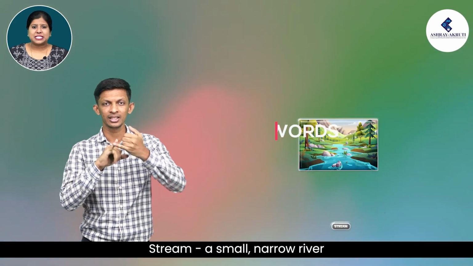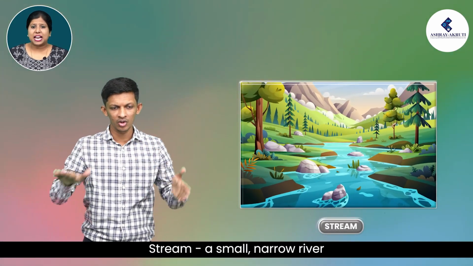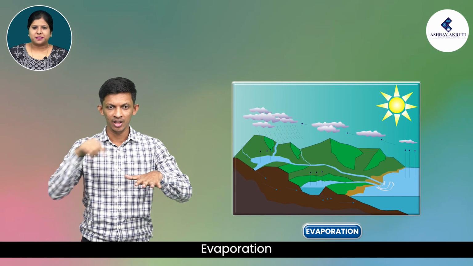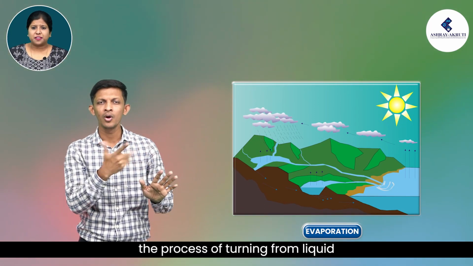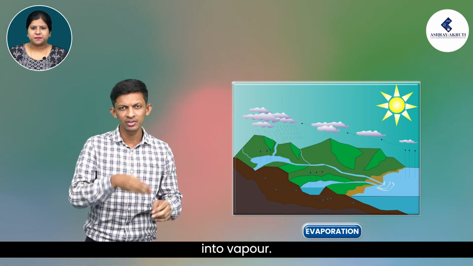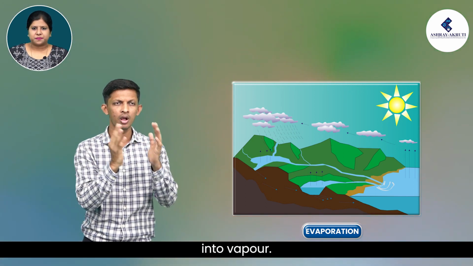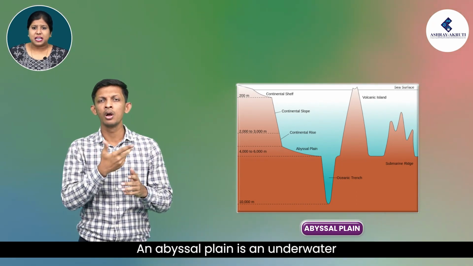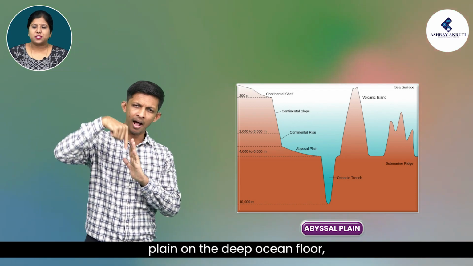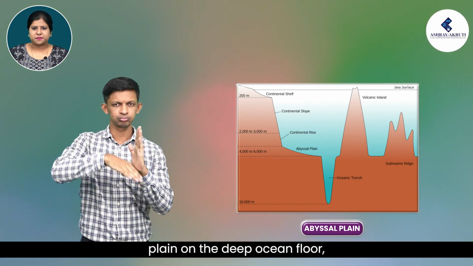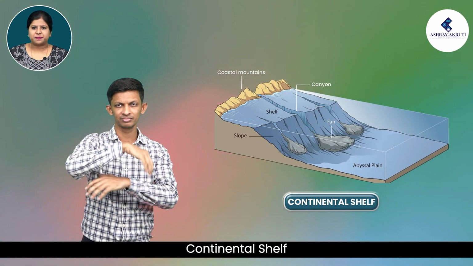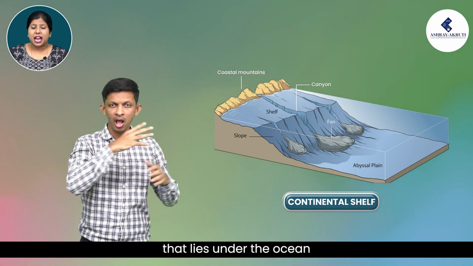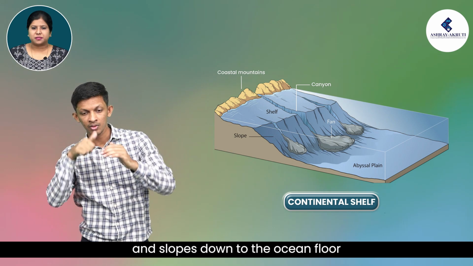Keywords. Stream, a small, narrow river. Evaporation, the process of turning from liquid into vapor. Abyssal plain. An abyssal plain is underwater plain on the deep ocean floor. Continental shelf, the part of a continent that lies under the ocean and slopes down to the ocean floor.